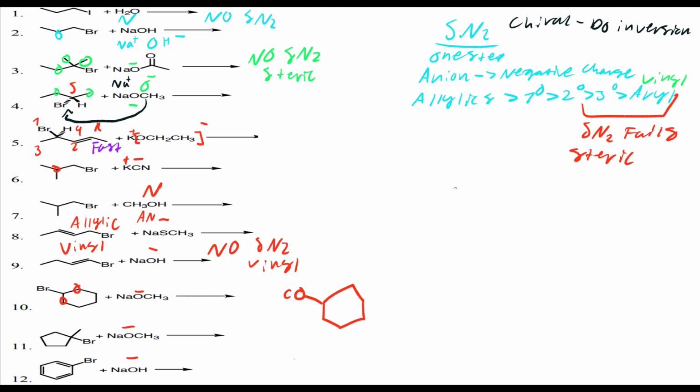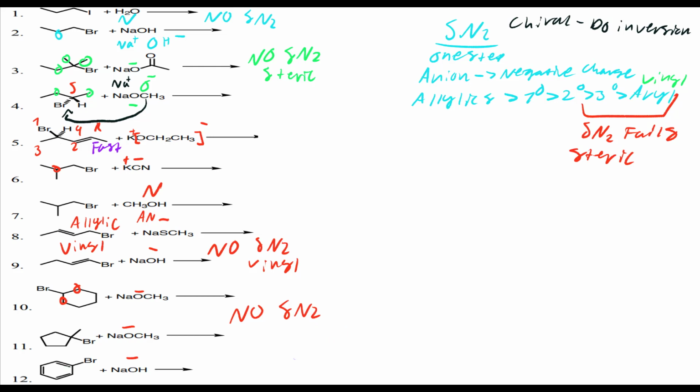Okay, so what about the other groups? Well, that's a negative, so it's going to react. But this carbon has 1, 2, 3. So that's garbage. It's a tertiary carbon, too much steric strain. So we say no SN2 because of steric. Okay, cool.